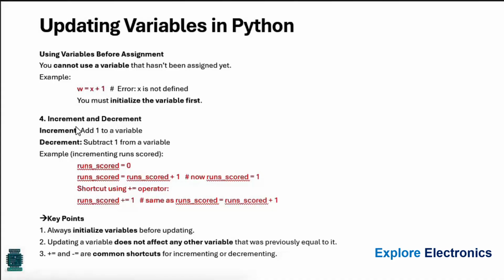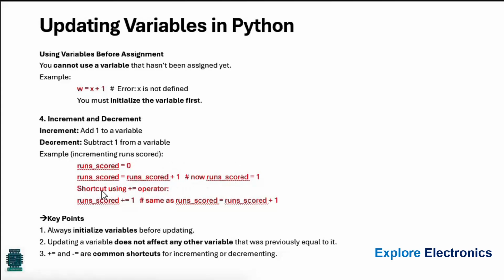Increment and decrement. Let us see how exactly increment and decrement work in Python. Increment means add 1 to a variable. It will add 1 to that existing variable. And decrement means subtract 1 from that variable. Let us see with an example. runs_code is equal to 0. Here the value is 0 initially. runs_code is equal to runs_code plus 1. Here the increment operation is happening, that's why now runs_code is equal to 1.